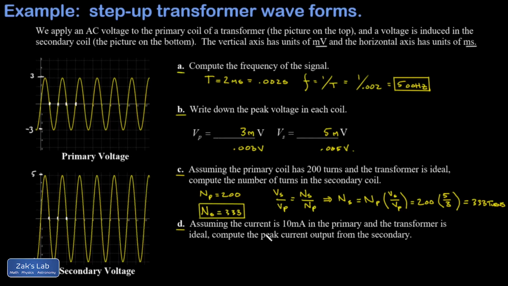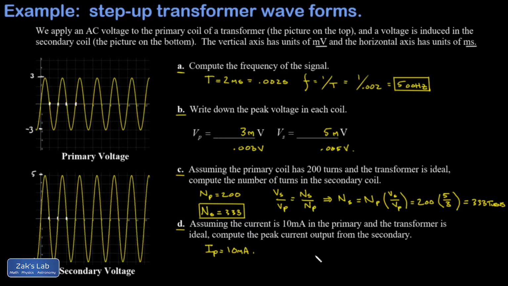Finally, assuming the current is 10 milliamps in the primary, and the transformer is ideal, meaning energy is conserved in this case, because the relationship between current and the number of coils was derived by using conservation of energy, compute the peak current output from the secondary.